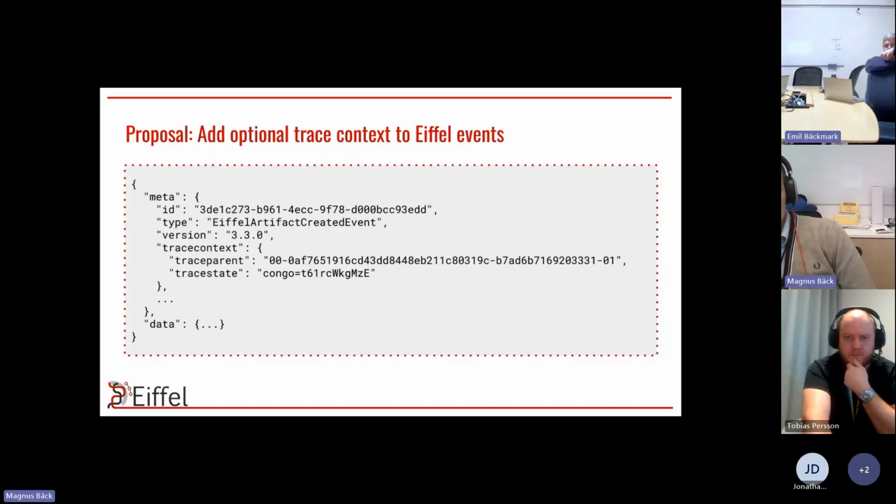Otherwise it might be a feature that theoretically is useful, but because of how programs are written and how they are triggering things, they won't actually be able to obtain the trace context.